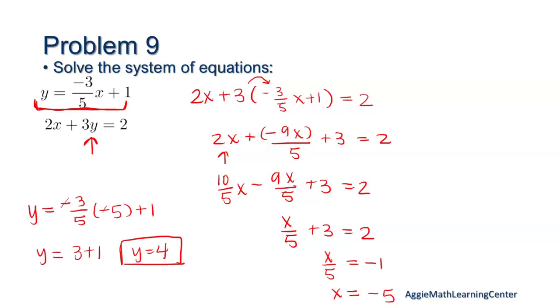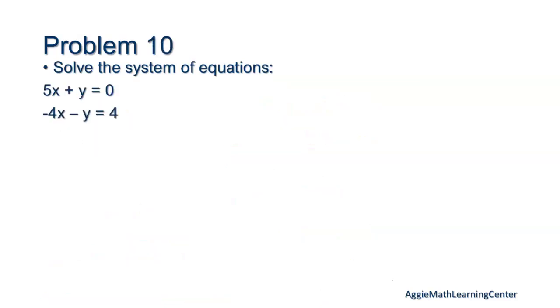So it's -5, 4. Is that the answer? Yes. So at the end, you're going to get -5, 4. Good point, because we have both of these. Great. Yay.